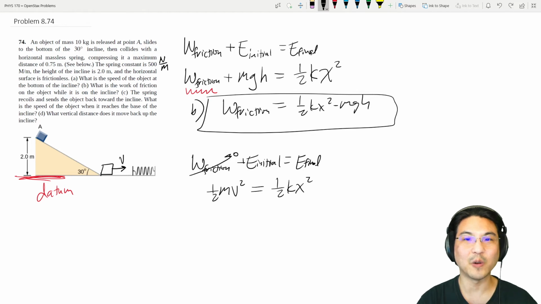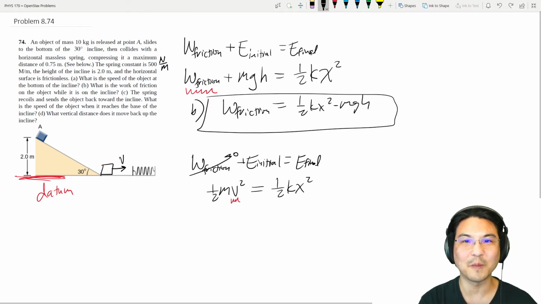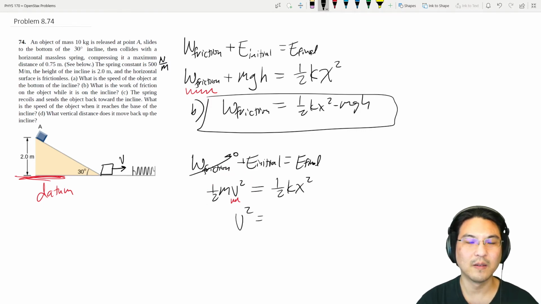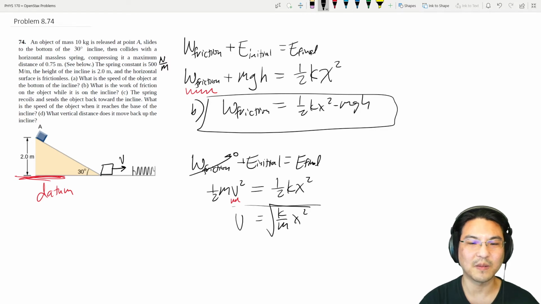Okay, what is known and unknown? We don't know the speed. Mass, 10 kilograms, k, 500 newtons per meter, x, 0.75 meters. So this is the only unknown. We can solve for it. All right, so v equals the square root of k over m, times x squared. All right, got it. There's part A.